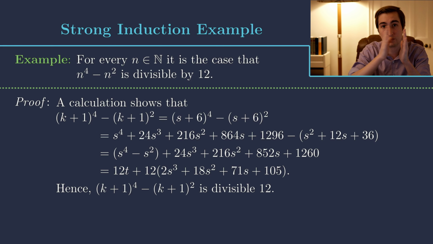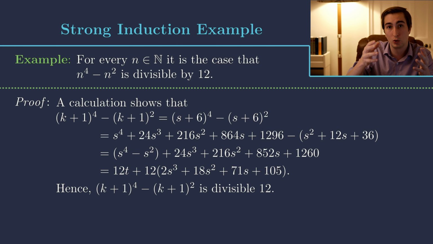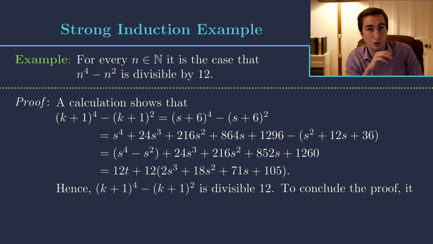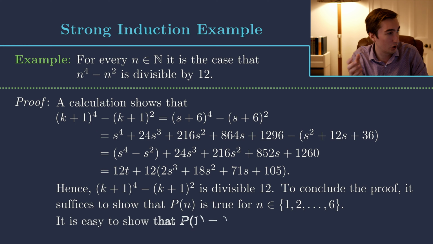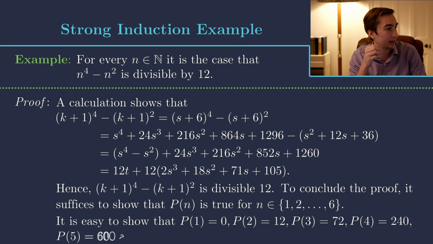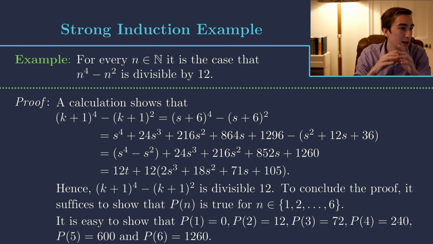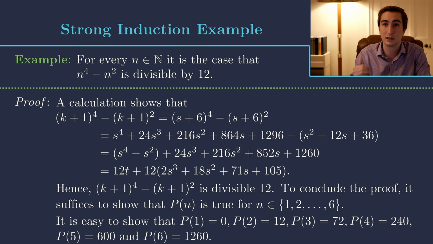And in order to complete the proof, to show that it's true for all values of n, we now need to show that it is true for P1, P2, P3, P4, P5, and P6. That's fairly easy to show. You can do that at home, put this into your calculator, and see what you get out for each of those. You find that P1 is 0, P2 is 12, P3 is 72, P4 is 240, P5 is 600, and P6 is 1260. All of those are divisible by 12. Therefore, we've shown that P1 through P6 are divisible by 12.